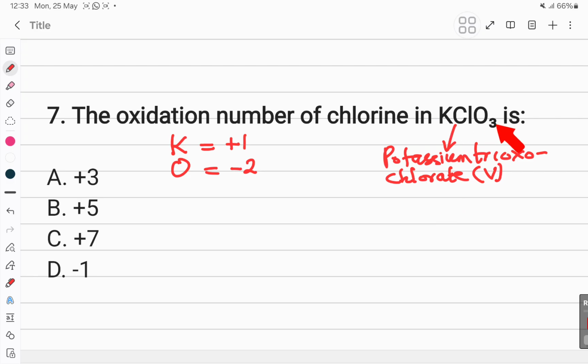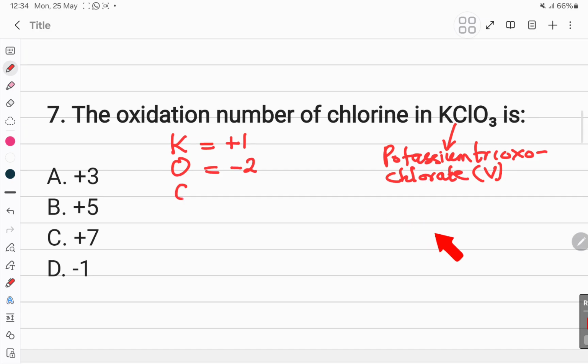Since this is not a peroxide, if you have a compound that contains oxygen, first of all, identify the compound as either a peroxide or not. If it is a peroxide, you assign -1 as the oxidation number of the oxygen atom. But if it is not a peroxide like this, the oxidation number of oxygen will be -2. Now for chlorine, that's the one we are looking for. You can represent it by letter X.